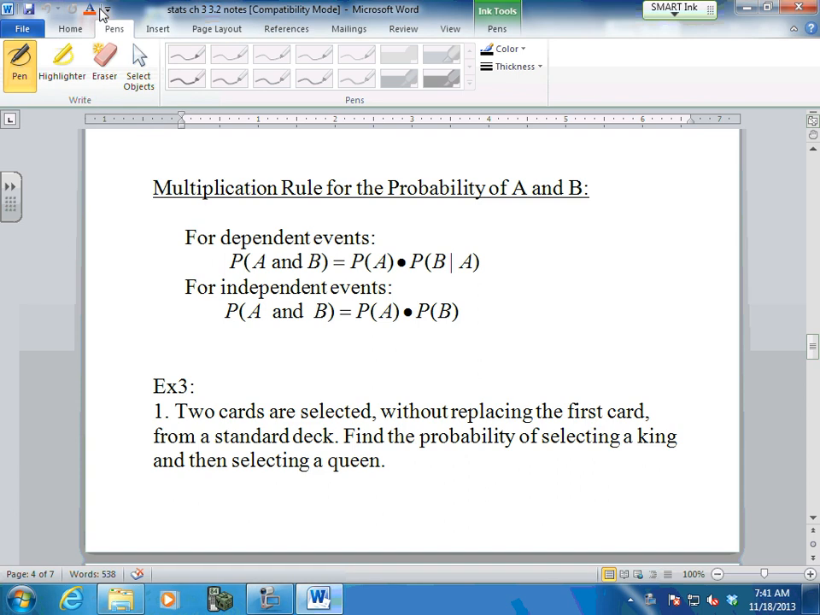Today we're going to talk about the multiplication rule. And I don't know if you remember, one of the problems that you did on Friday had a multiplication rule, but I said we would get to that one. Okay, here's the easiest way to remember this.